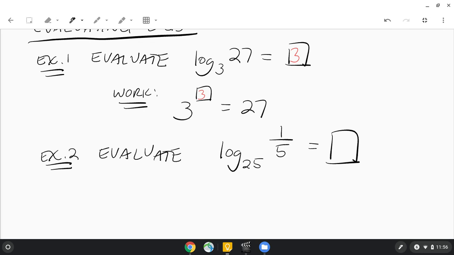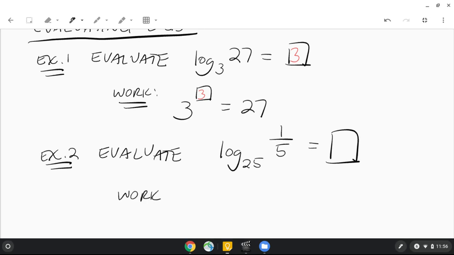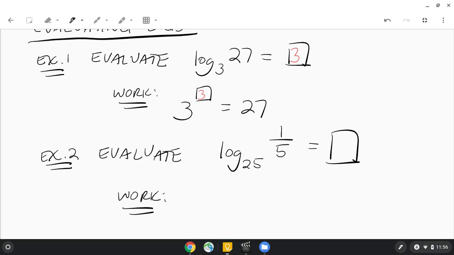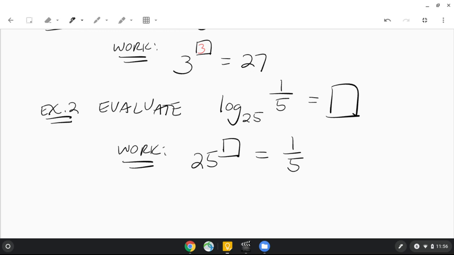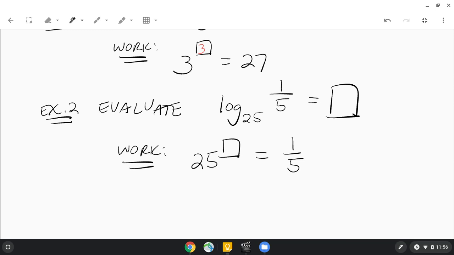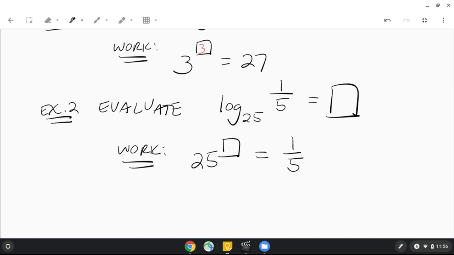Okay, so here, it might be easier if you rewrite it. So you're trying to figure out 25 to what power equals 1 over 5. Okay, so this one isn't as intuitive or straightforward because you have the base 25 and you're trying to raise it to some exponent, and then you end up with a smaller number.